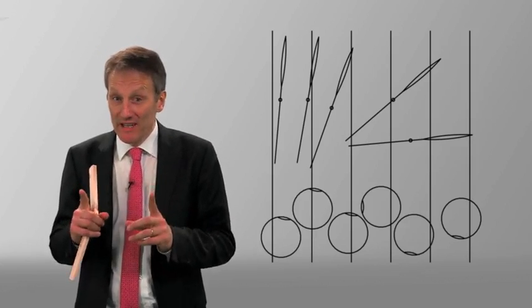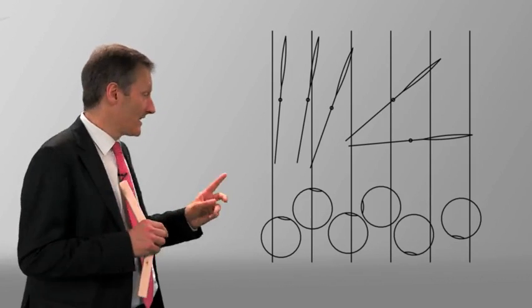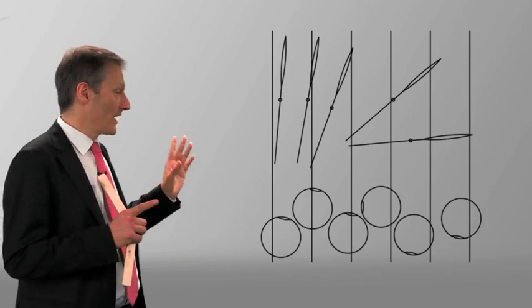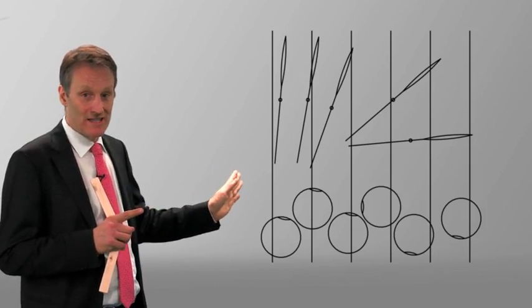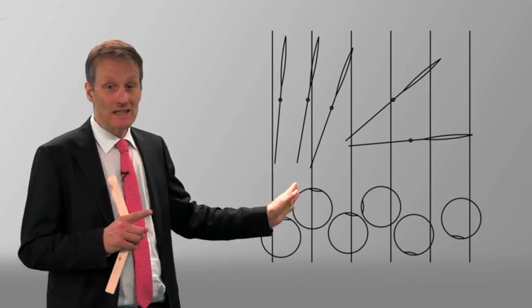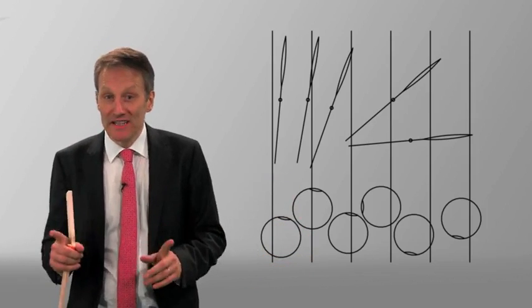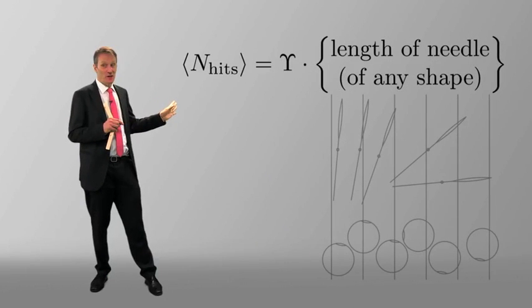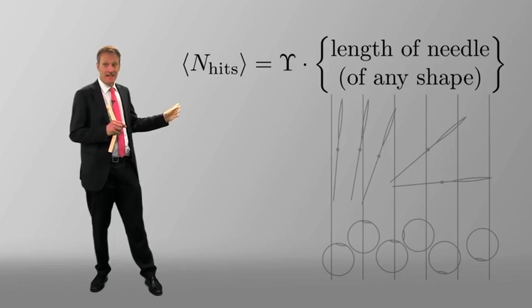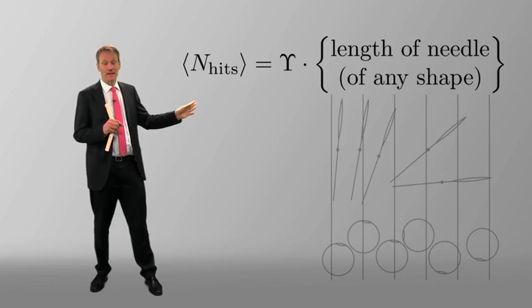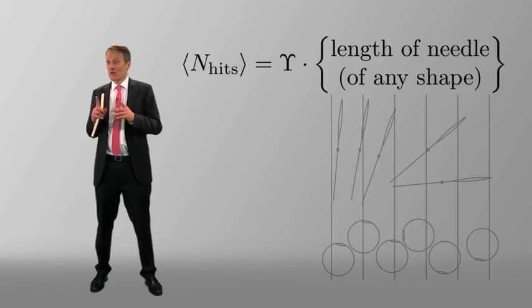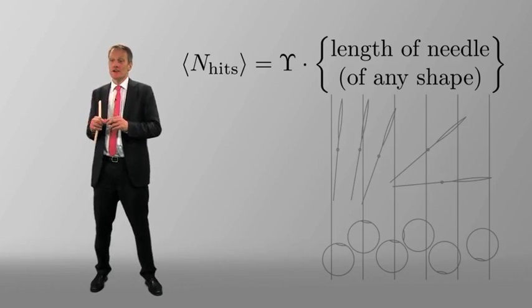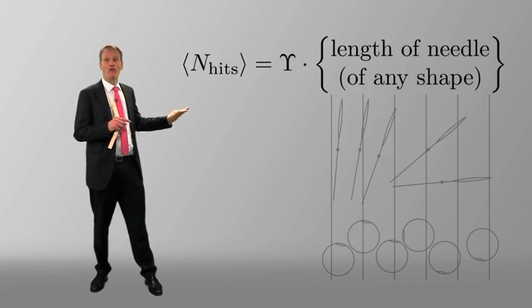So what Barbier first noticed is that for the round needles we have 2 hits, 2 hits, 2 hits, and 2 hits. But for the round needles we also have the law that the mean number of hits, which is equal to 2, is equal to upsilon times the length of the needle. But this length of the needle is pi. So we find that upsilon must be equal to 2 over pi.